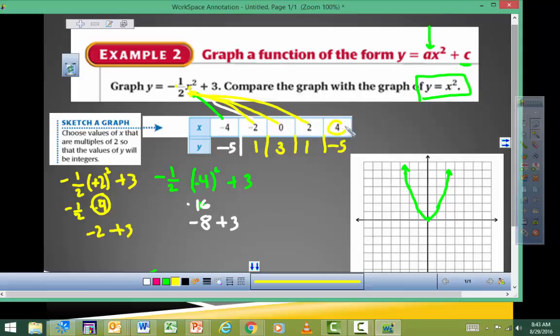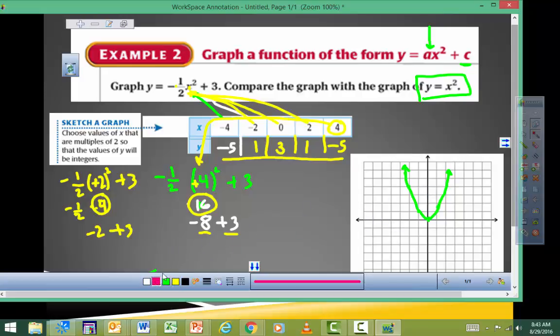Because if you put in this 4, it's just like the first one we did, except it's positive 4. Positive 4 squared is 16 also, and then negative 1/2 of 16 is negative 8. Then you add 3 to it, so you get negative 5 again. So we have plenty of points here to plot. Let's plot our new curve, and then let's compare it to the parent.